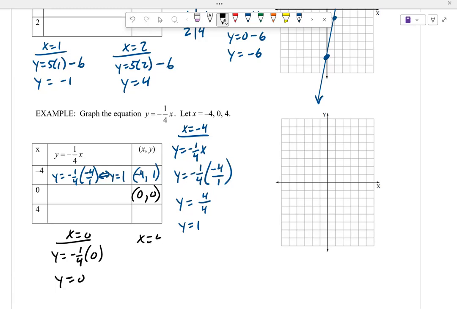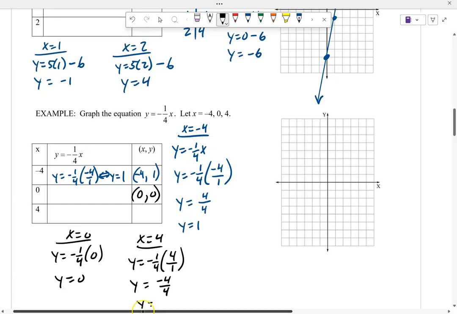And then finally, when we plug in 4, we got -1/4 times 4, or 4 over 1. -1 times 4 is -4. 4 times 1 is 4. This just ends up being -1. So I plugged in 4, spit out -1. So the points are (-4, 1), (0, 0), and (4, -1). Go ahead and draw that. Oops. Kind of missed it, but oh well.